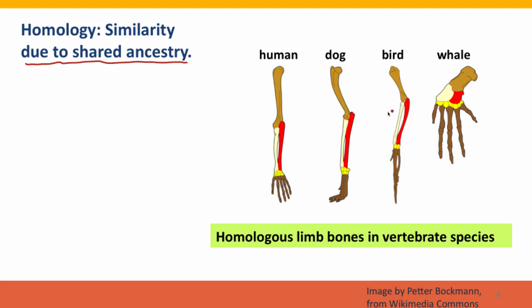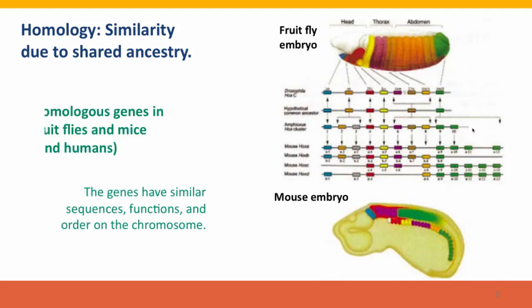And we see similar arrangements of bones in the forelimbs of all other vertebrates. And this is because the ancestor of all these vertebrates had a limb with this structure. This is called the tetrapod limb. So it's shared ancestry that has given us these similar features.